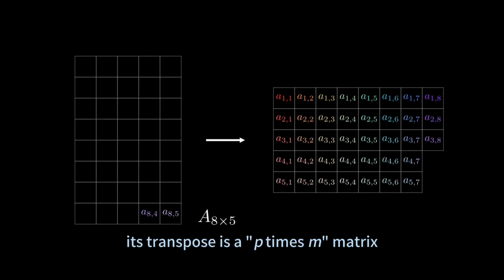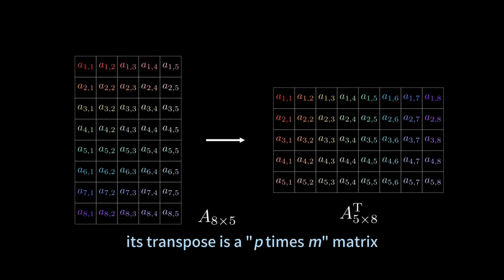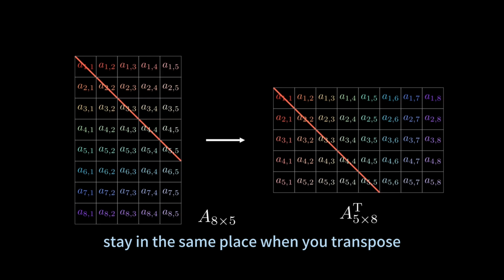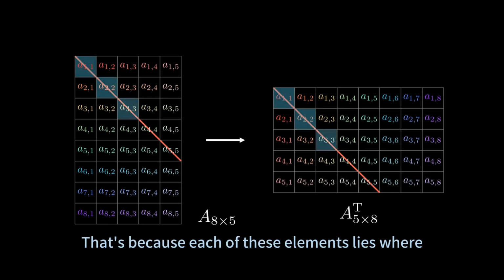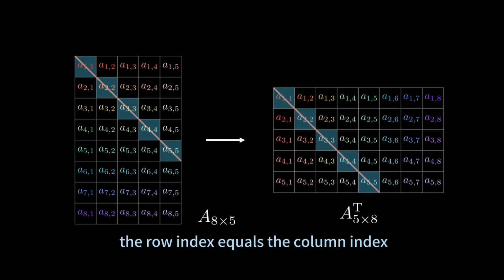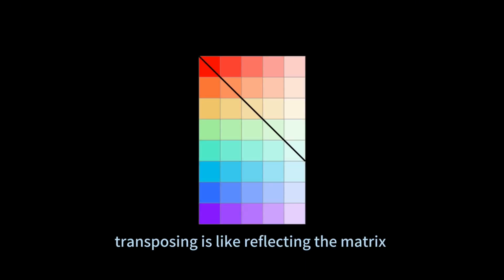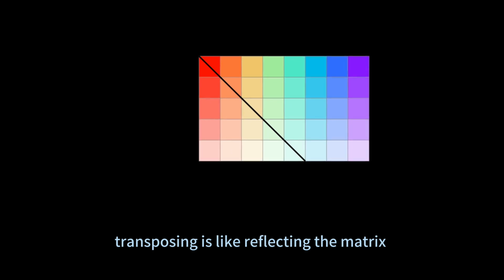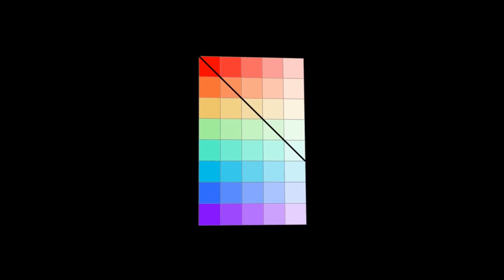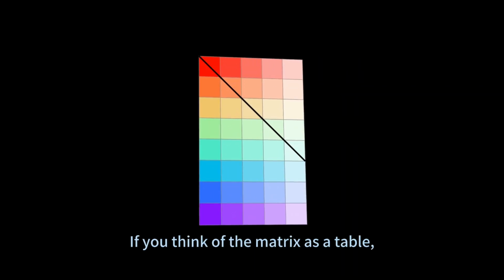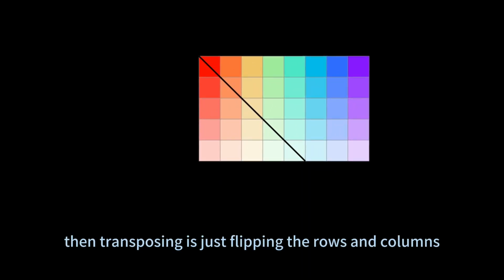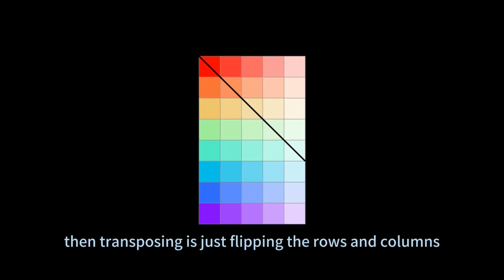Its transpose is an N times M matrix. The elements on the main diagonal stay in the same place when you transpose, because each of these elements lies where the row index equals the column index. If you imagine each matrix entry as a square, transposing is like reflecting the matrix across its main diagonal. If you think of the matrix as a table, then transposing is just flipping the rows and columns.